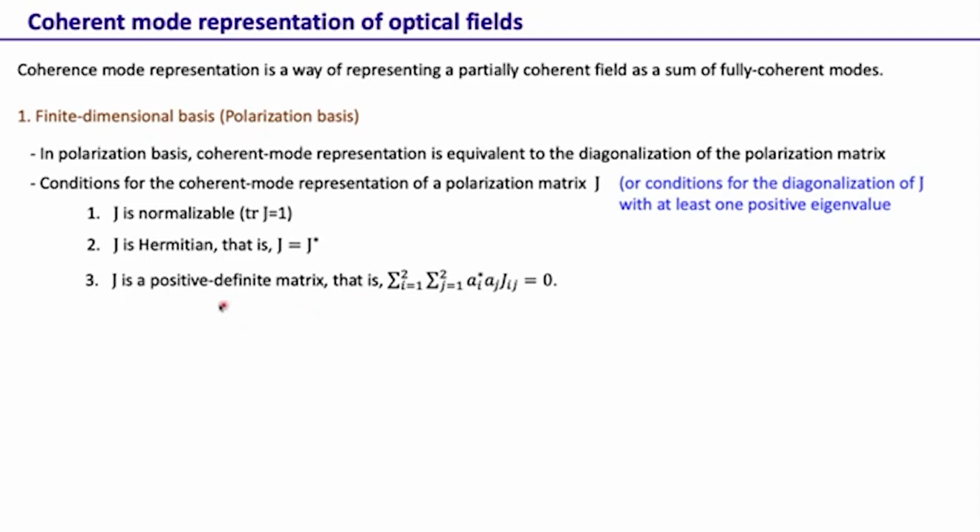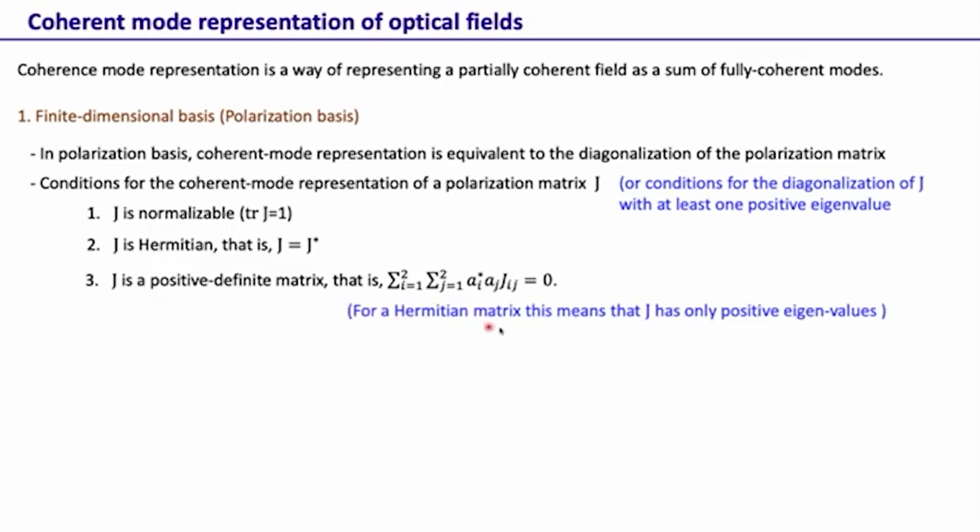The third and last condition is that J is a positive definite matrix. The positive definiteness condition is given like this, where a_i star, a_i are complex numbers, and J_ij are the elements of the J matrix, that is Jxx, Jyy, Jxy, Jyx. So that's why i goes from 1 to 2. So that is the condition for positive definiteness.